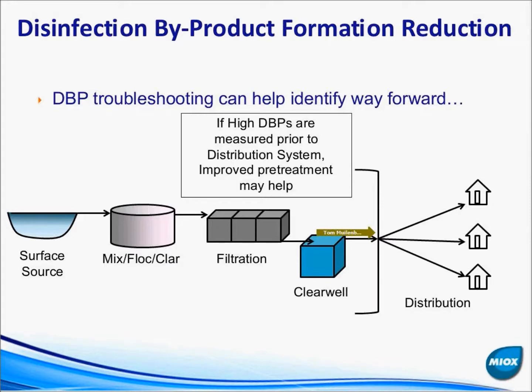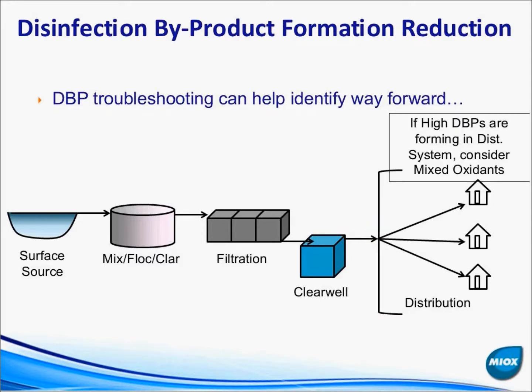So if high disinfection byproducts are being measured prior to the distribution system, so if you're having problems even before you get out to the distribution system, improvements in pre-treatment are really what you need to focus on, and where mixed oxidants can come into play in this case as well.